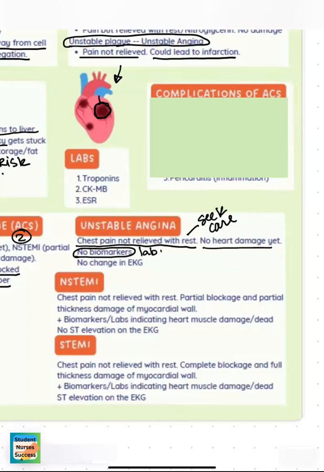Biomarkers are the lab values or the lab tests that I have right here.